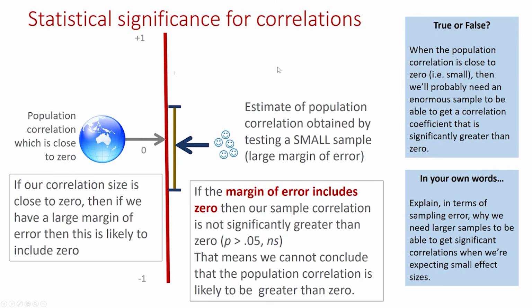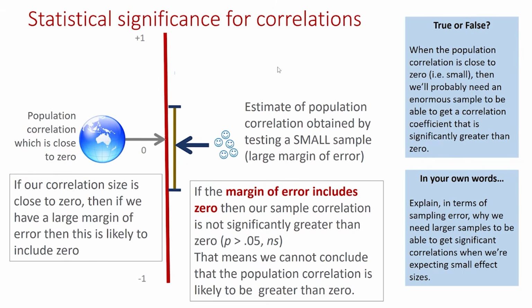True or false, when the population correlation is close to 0, i.e. small, then we'll probably need an enormous sample to be able to get a correlation coefficient that is significantly greater than 0. So that's true. The idea is that when we're that close to 0, the margin of error needs to be tiny to be able to discriminate it from 0, so that the margin of error doesn't include 0. And to get that margin of error that small, we need a big sample.